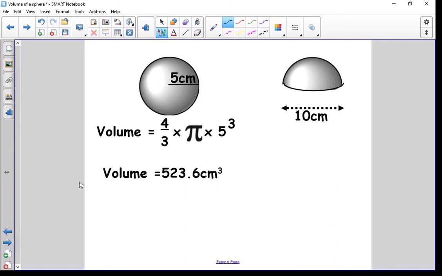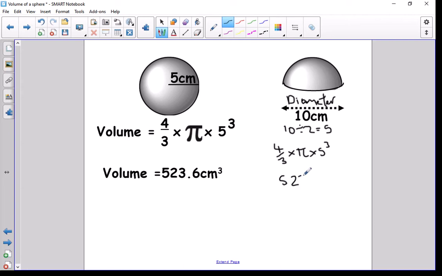Different scenario here. We've got a hemisphere and its diameter is 10 centimeters. So pause, have a go. When you're ready, unpause. So like before, we've been given the diameter. We've got to divide that by 2 because the formula uses the radius, and that's what we use. So we're going to start off 4/3 times pi times 5 cubed. So it's looking the same so far.